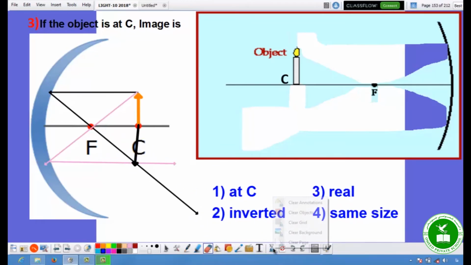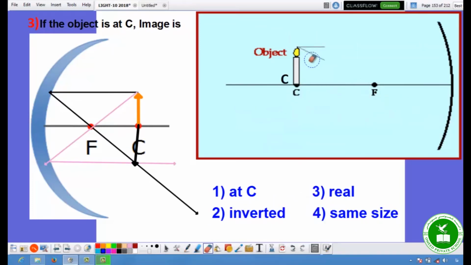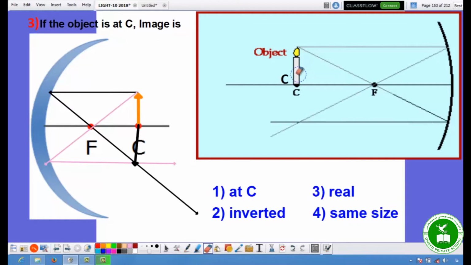Now let's see this one. You see, the object is on C, its image is also exactly on C. Okay, let's continue.